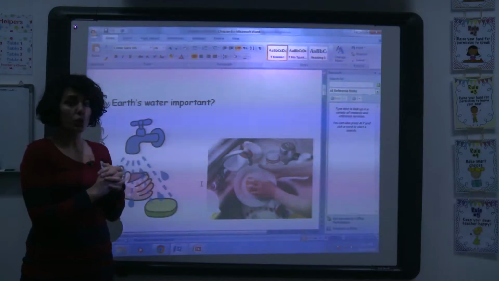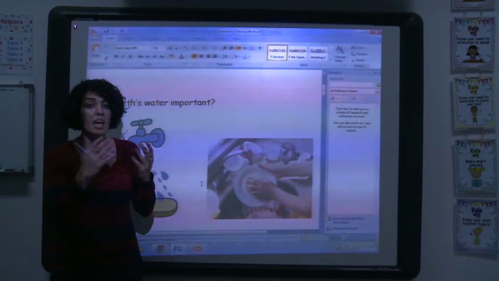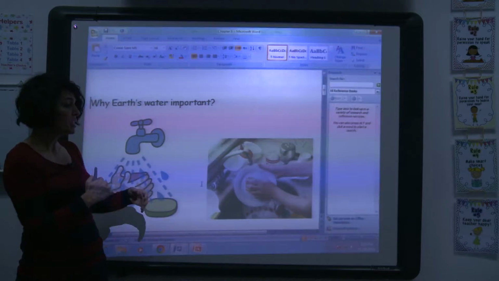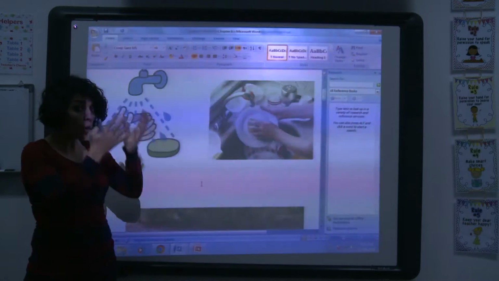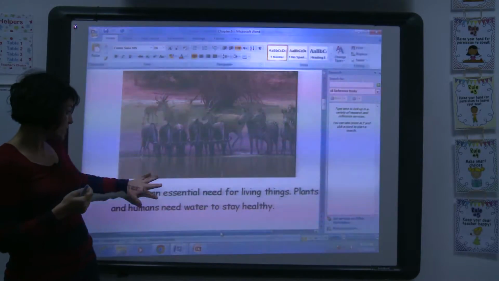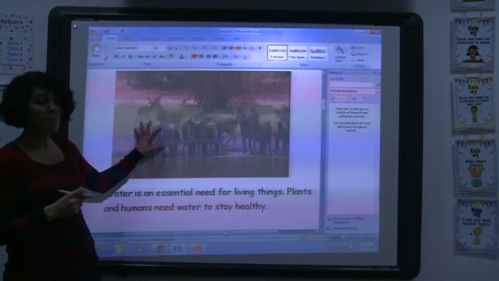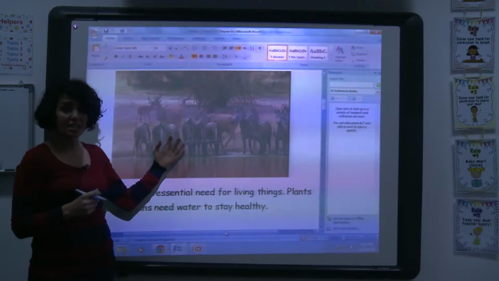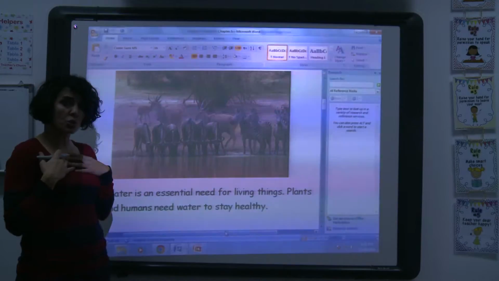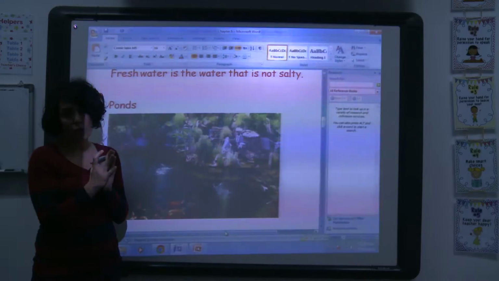Why is earth water important? We use water in our lives for washing our hands, for example, to clean dishes, to wash our faces, and to drink water. Water is very important in our lives because water is a main need for living things. As you can see here in the pictures, animals need water to survive. Humans also need water to survive. So fresh water is very important in our lives.